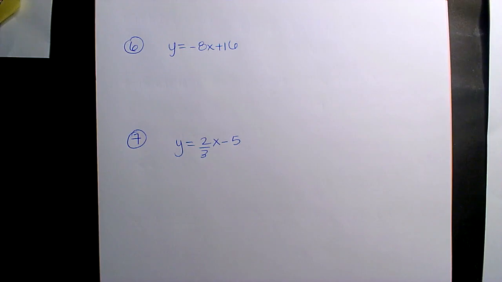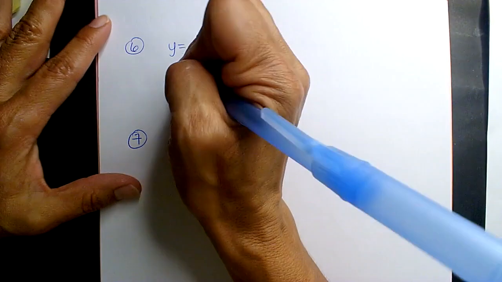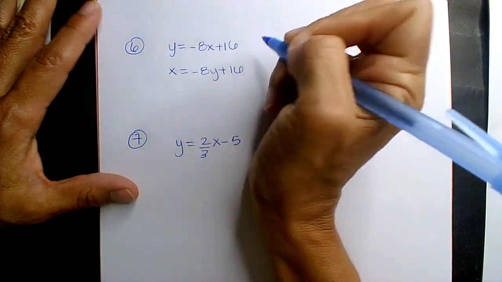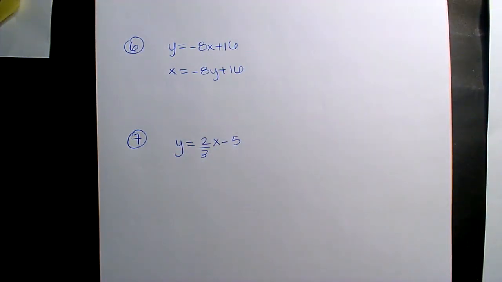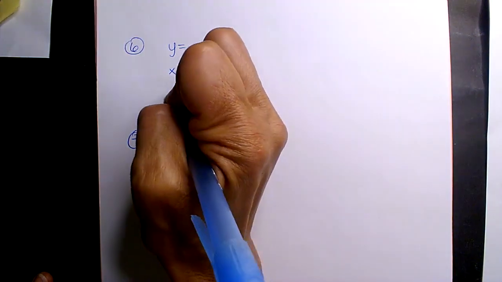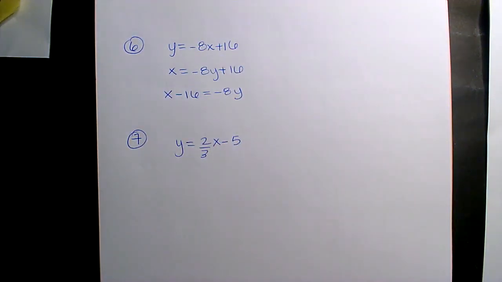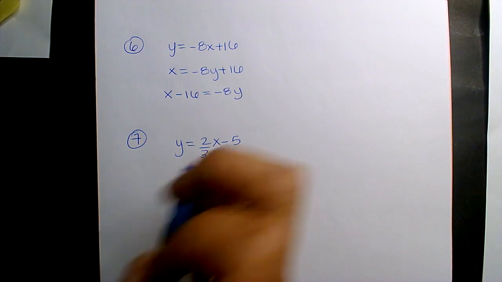y, right? That isn't a problem. So x. Okay, so the 16, right? Take it over. So negative. So I get x minus 16, negative 8y. You divide by the negative 8, correct? All right.